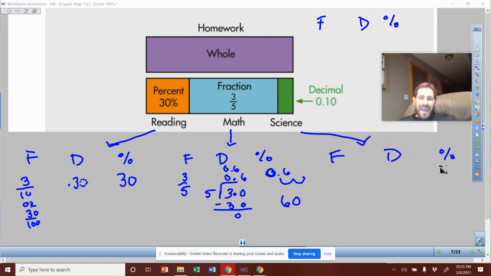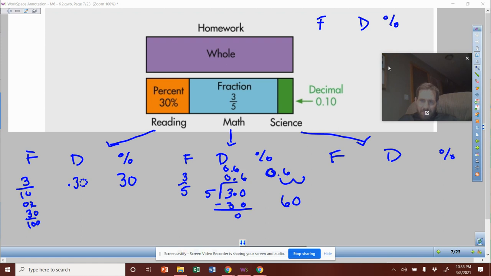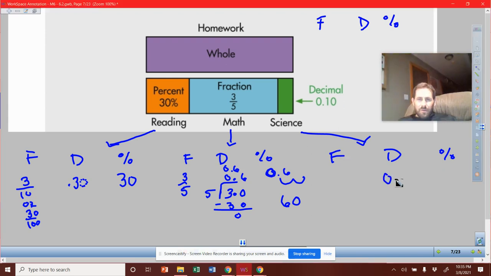Okay. Here we have the decimal 0. Oops, sorry, put it in the wrong spot. 0.10. Move the decimal twice and you get 10%. 10% is a fraction. Well, any percent is that number out of 100. Or if you wanted to, you could write that as 1/10.